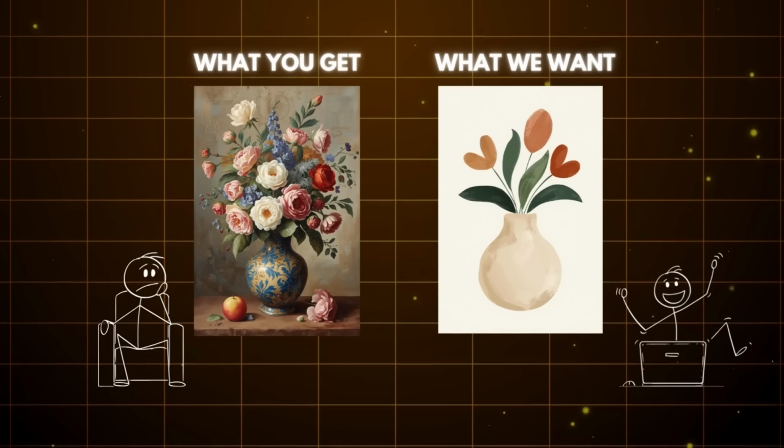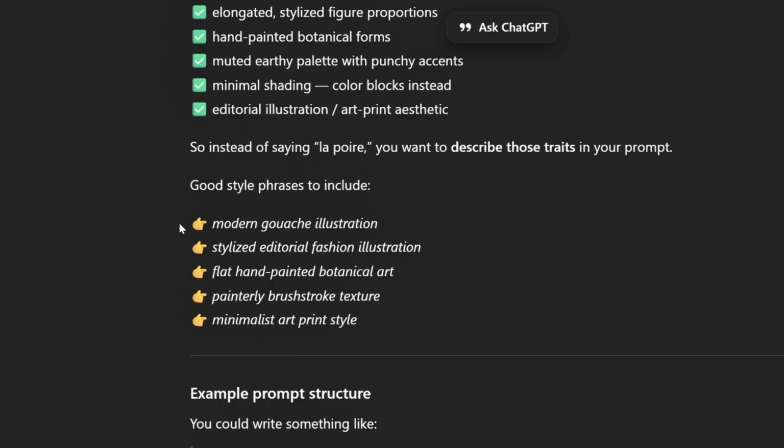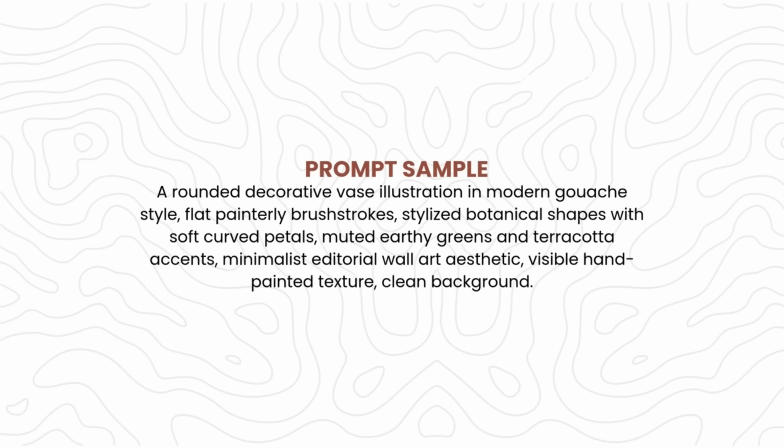So instead of using it that way, I asked ChatGPT to clearly explain what the Poire art style represents. I then took that explanation and included it in my prompt. With this approach, you can generate the style more consistently across different platforms without running into generation issues.